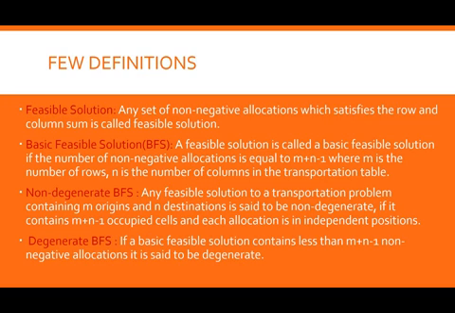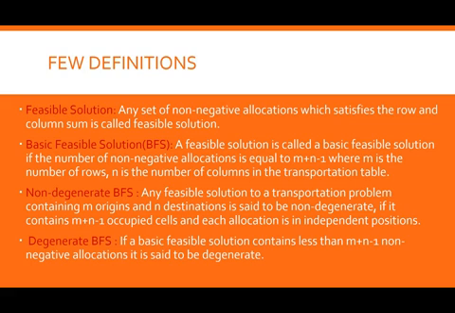Then the next term is basic feasible solution. We also call it BFS. Right? A feasible solution is called a basic feasible solution if the number of non-negative allocations is equal to m plus n minus 1, where m is the number of rows and n is the number of columns in the transportation table. So for you to understand, I'll move back to the previous slide to show you the diagram.